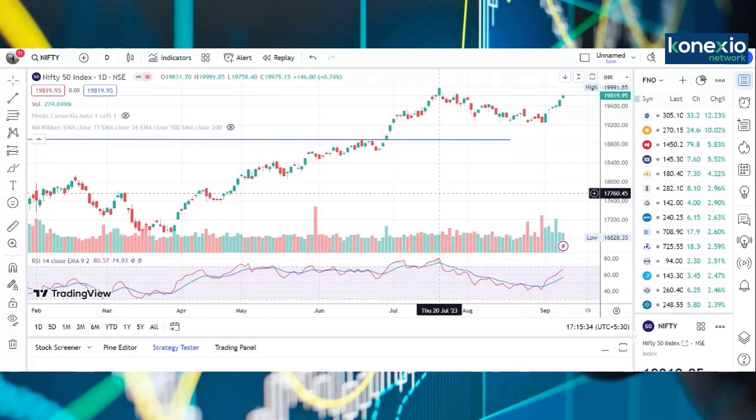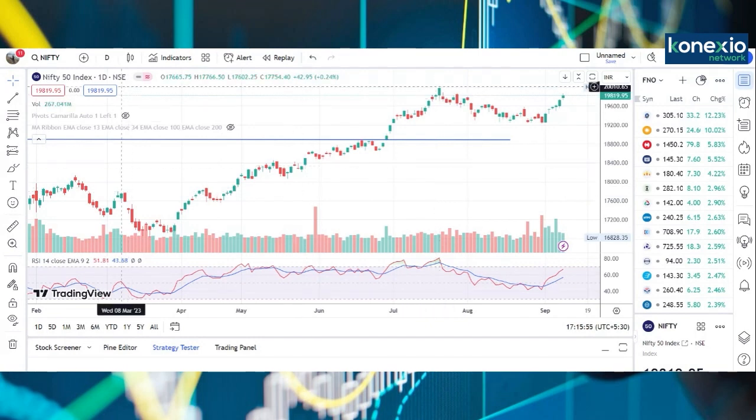Now this has been a lifetime high which was registered on 20th July 2023, and maybe in a couple of days we will see that Nifty might break out of those levels, or at least test those levels, and might challenge those levels for the further extension of the rally after the breakout. So definitely the trend is positive on the daily charts.